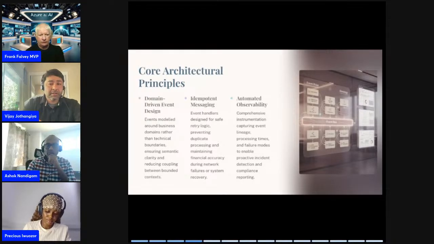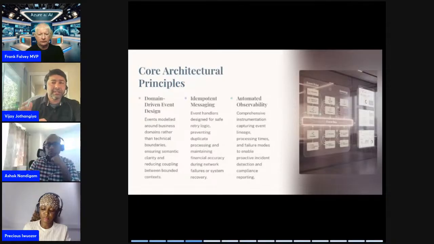The third is automated observability. Here, event lineage, process timing, and failure modes must be captured automatically rather than through manual interventions. Without deep visibility, a financial system cannot be trusted. So that is a core part of these architecture principles.